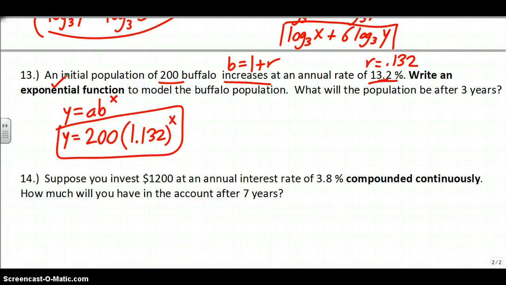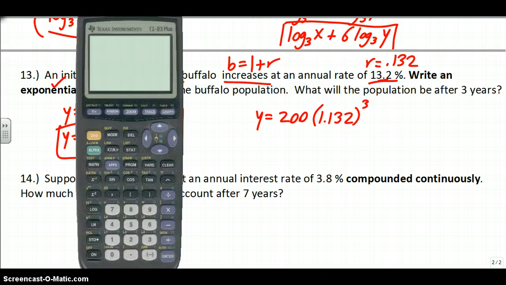Now, what's the population going to be after 3 years? So I plug in 3 for x. You can very easily just type this in your calculator: 1.132 to the third, hit equals, and then multiply it by 200. I do it safely in 2 steps. You could, if you are careful, do 200 times 1.132 to the third. You get the same answer.